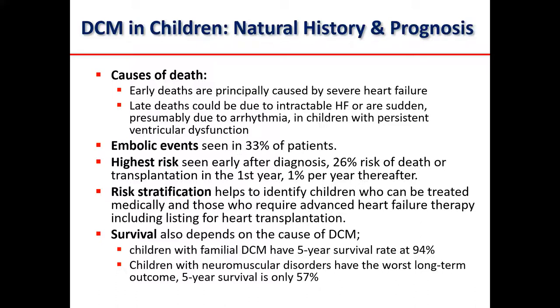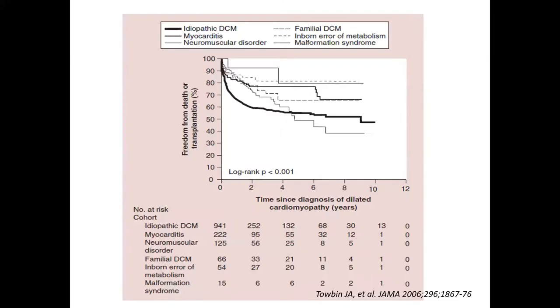Children with neuromuscular disorder like Becker's or Duchenne muscular dystrophy would have the worst survival, 5 year being only 57%. So this slide, which is rather old, shows you that overall survival may be about 50% at 10 years, but it is best in familial DCM and it is worst in those who have neuromuscular disorders.